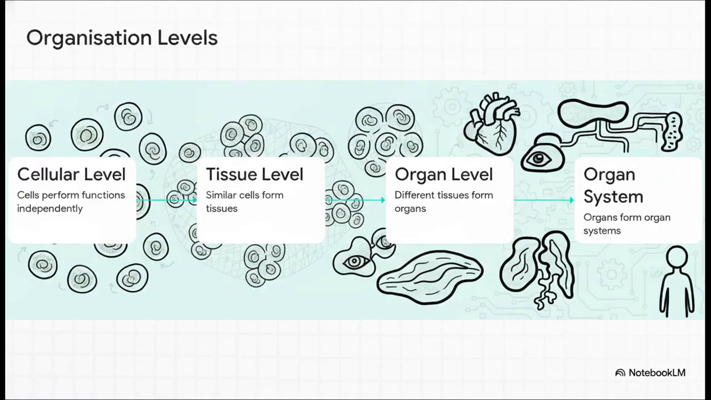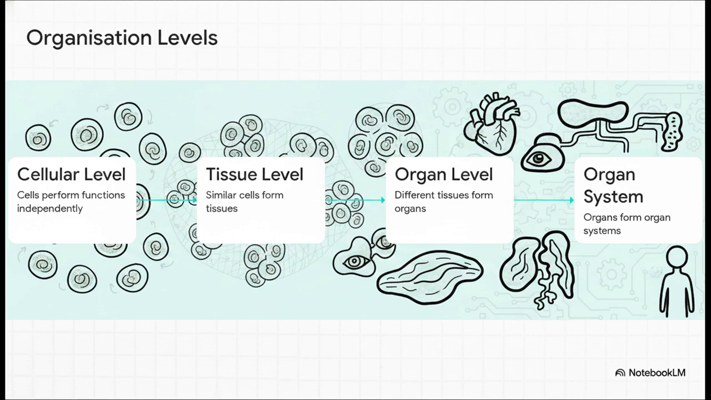Think of the level of organization literally like a hardware upgrade for living beings. We start at the absolute baseline, right? The cellular level. Here, in organisms like Porifera, individual cells are basically doing their own thing, performing all functions entirely independently. But as we upgrade, similar cells start grouping together to form the tissue level. We see this in Cnidaria.